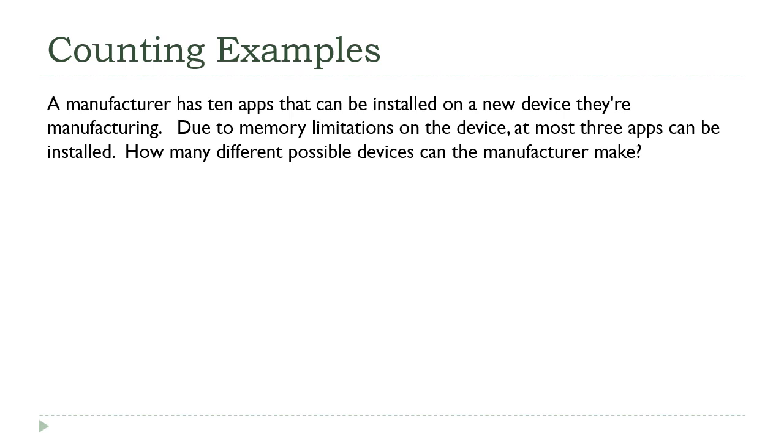So here we've got a manufacturing example. A manufacturer has 10 apps that can be installed on a new device. And due to memory limitations, he can have at most 3 apps on the phone. I want to know how many different possible devices the manufacturer can make. Well, first, I'm seeing combinations in here, right? Because at the end of the day, when you get this phone at the store, wherever you're buying it, you don't care in what order they put the applications on the phone. All you care is which ones are there, right?